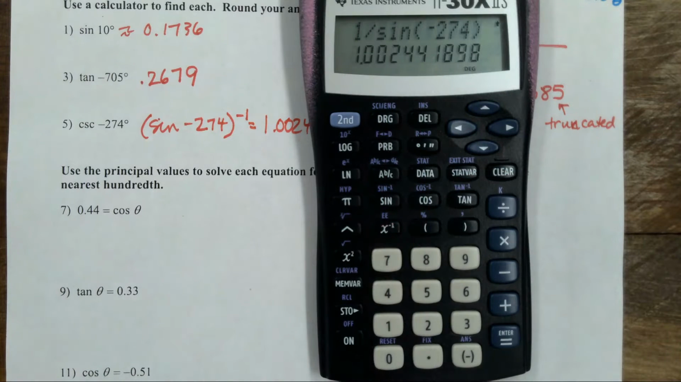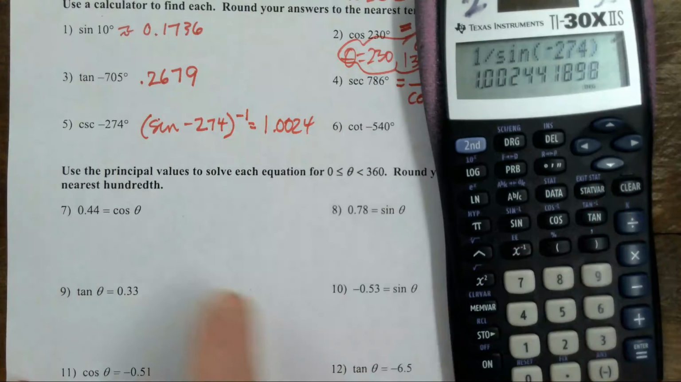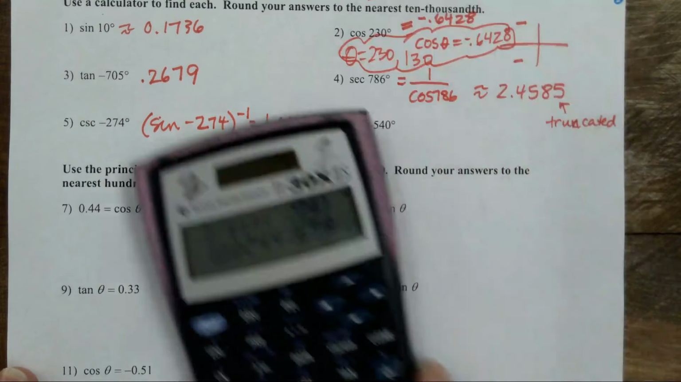Yes? The inverse? Yeah, some of them show up as x to the negative first. Some of them on your calculators are 1 over x. And it's not something that you have to use. You can get around it by doing the 1 over. Yep. You can do the 1 divided by. Yep, for sure. Okay?